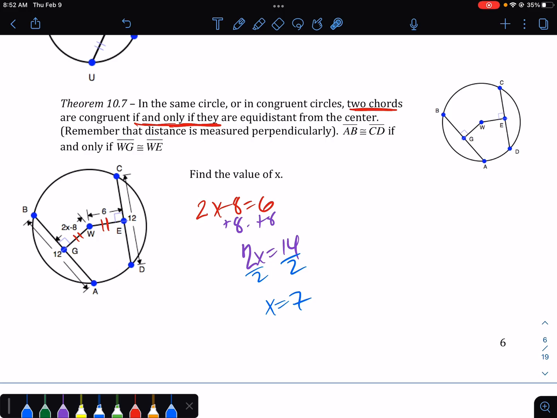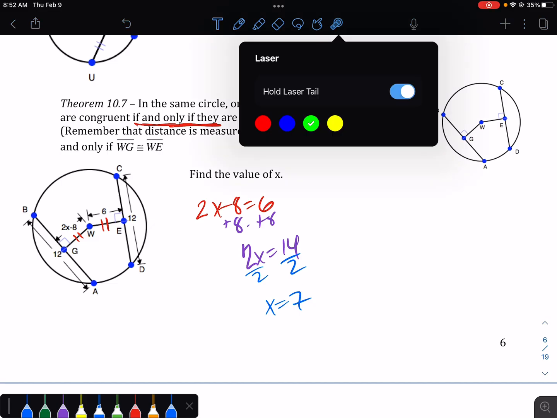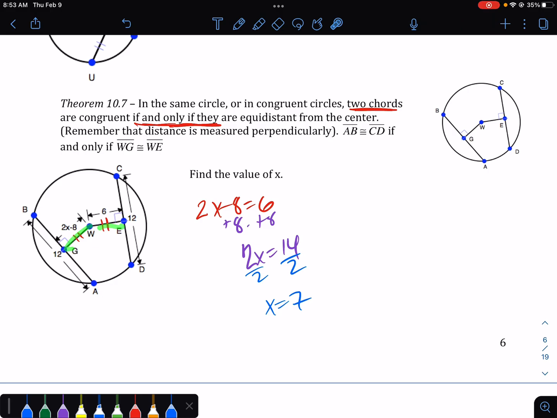And then if you know that the chords are congruent, then they are equidistant from the center, measured perpendicularly. Or if we know that this distance is the same, then we know that the chords are congruent.